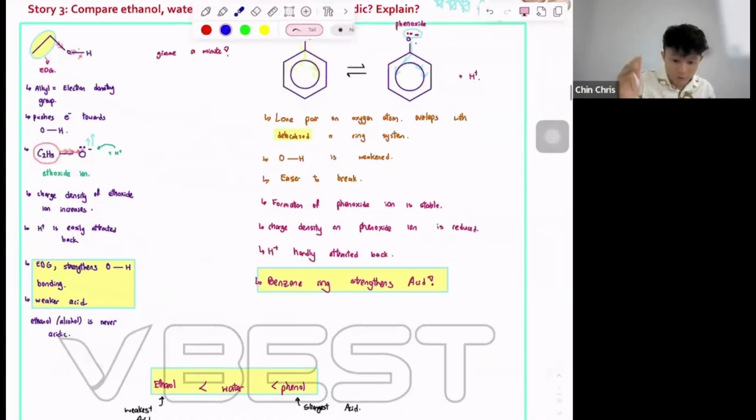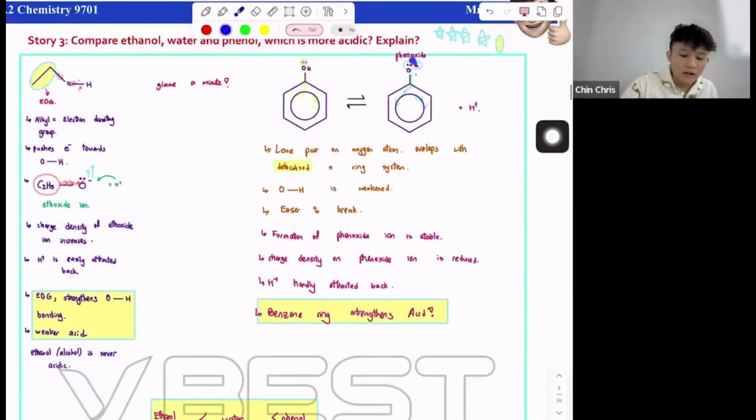So again, what Tanvir mentioned, yes, it's correct. The lone pair on your oxygen go into the ring, which means the negative charge, despite you drawing it there, physically it's not there. So H plus hardly go back. Okay, that's it.